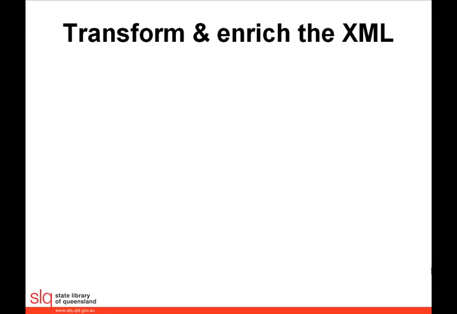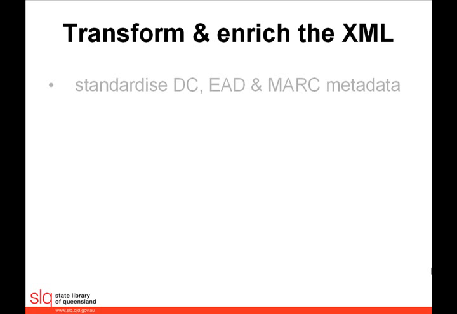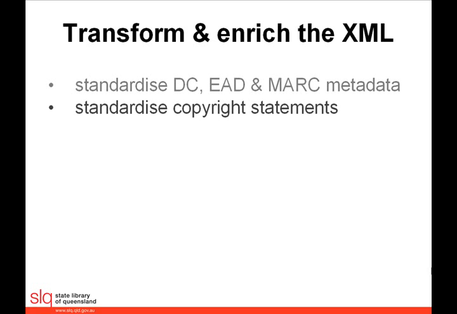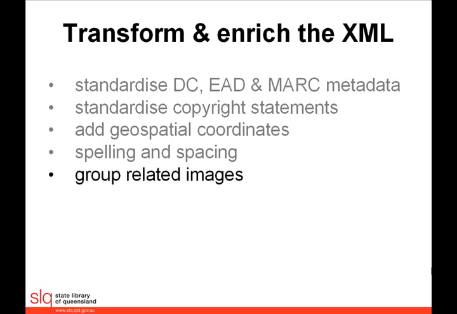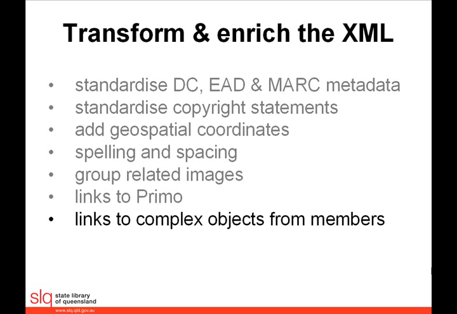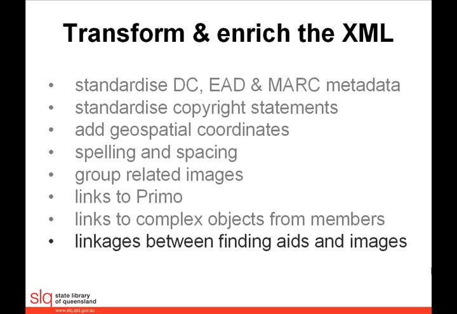After all the Encompass updates were finalized, the metadata was re-extracted. It was then enriched and standardized using more XSL style sheets. In this stage, we standardized copyright statements, we added geospatial coordinates, we eliminated some spelling and spacing variations, and grouped related images. We also added links to Primo, links to complex objects from member images, and enriched the linkages between the finding aids and the images. We also generated the Digitool ingest files using XSL style sheets.